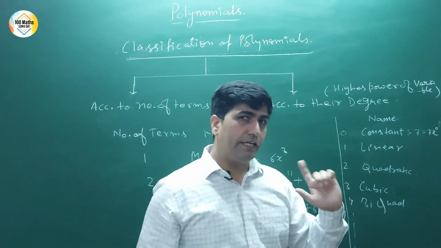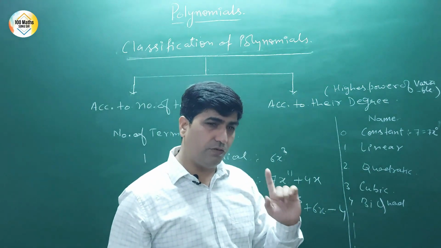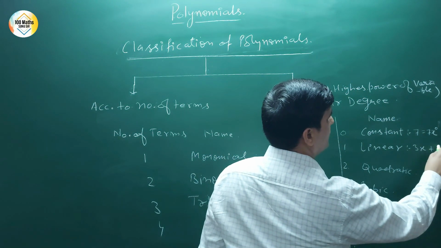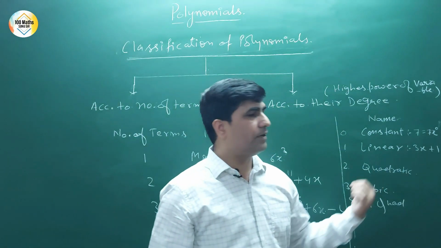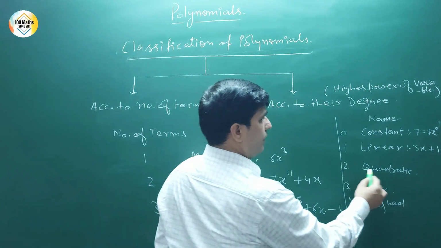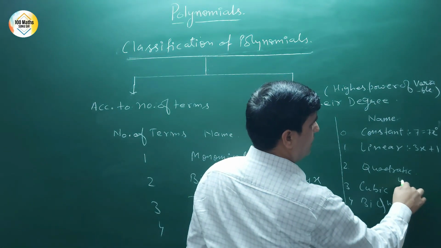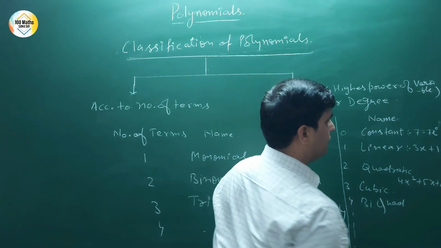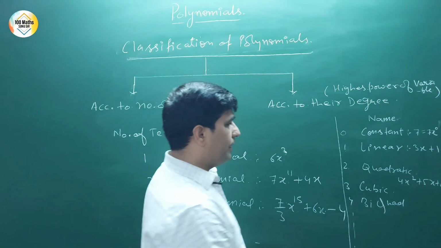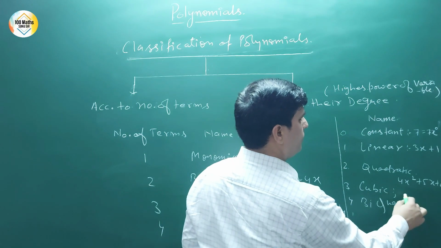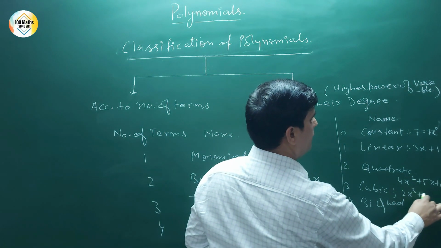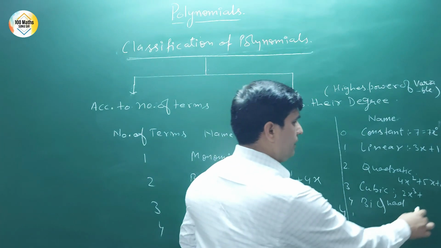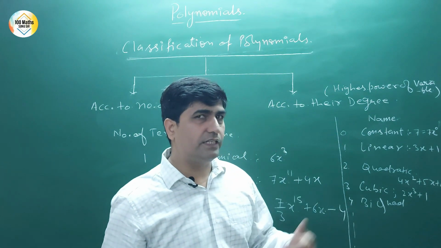Now linear means the highest power of variable will be 1 only. So the example you can take any example, 3x plus 1, let's say. What is the highest power of variable? 1 only. Now quadratic example, you can take 4x square plus 5x plus 6, right? So this is a quadratic example. Cubic, you can take any cubic polynomial, 2x cube. Highest degree you have to see, how many terms it has is up to you. You can finish it here only in 2 terms.